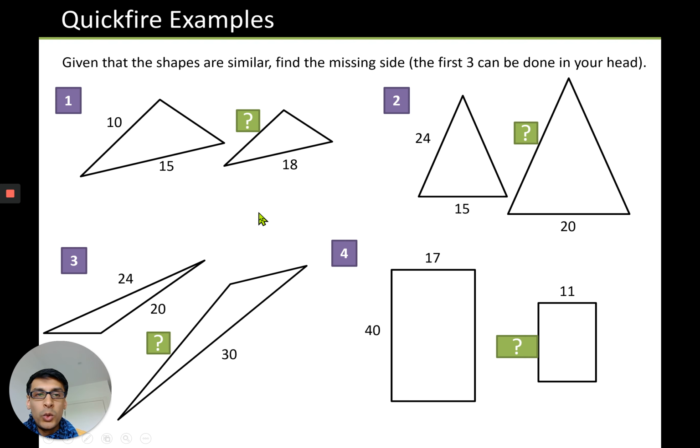Have a go with these 4 questions. Again, these are not on the PDF, so pause the video and then I'll show the answers in a few seconds. You should be able to do the first 3 in your head.